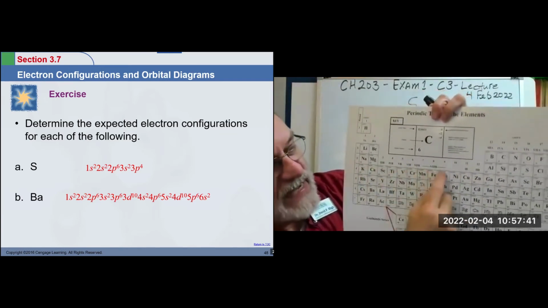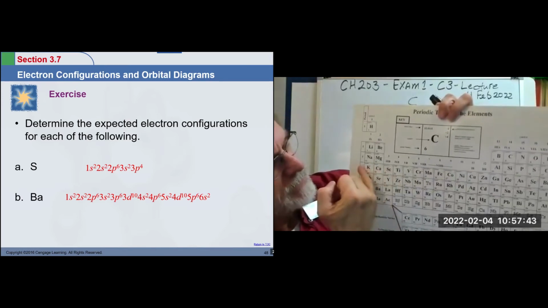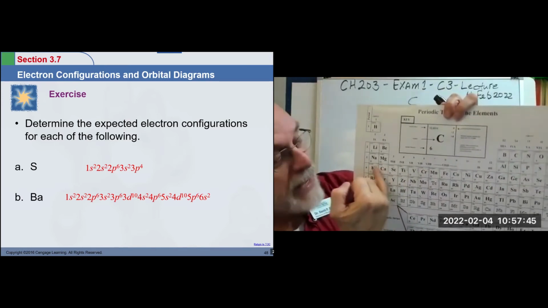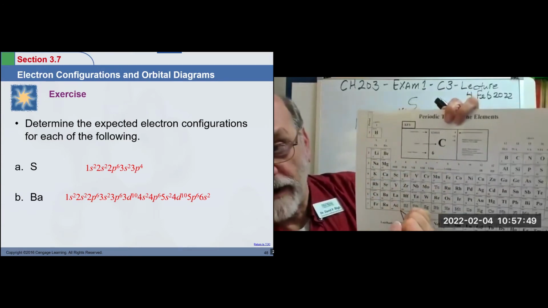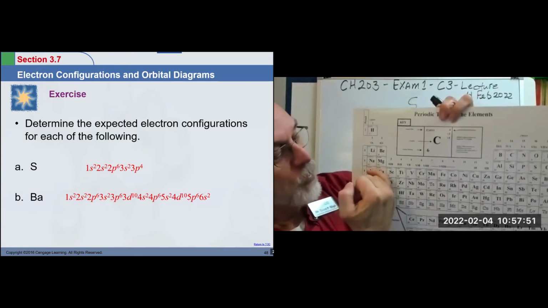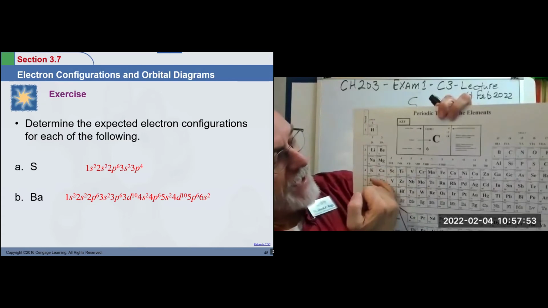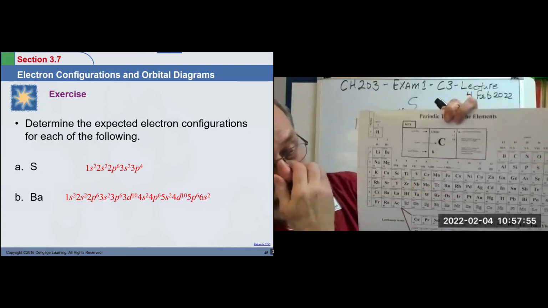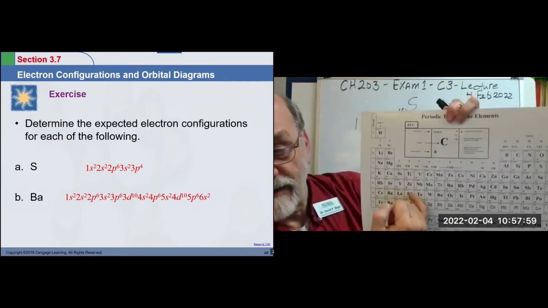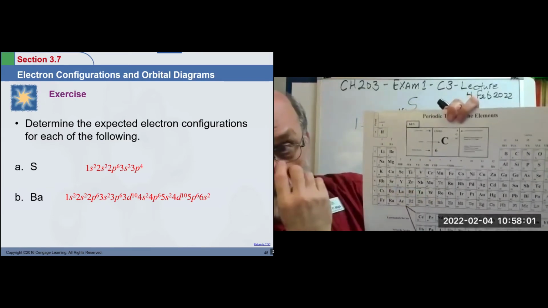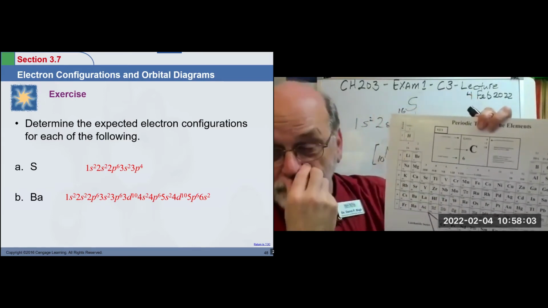4s, 3d. So whenever you get in this period, in a period, and you get to the transitions, you back up one. Right? Instead of 4, you go to 3. Here would be 5, you go to 4D. Here you got 6S, you go to 5D. Okay?